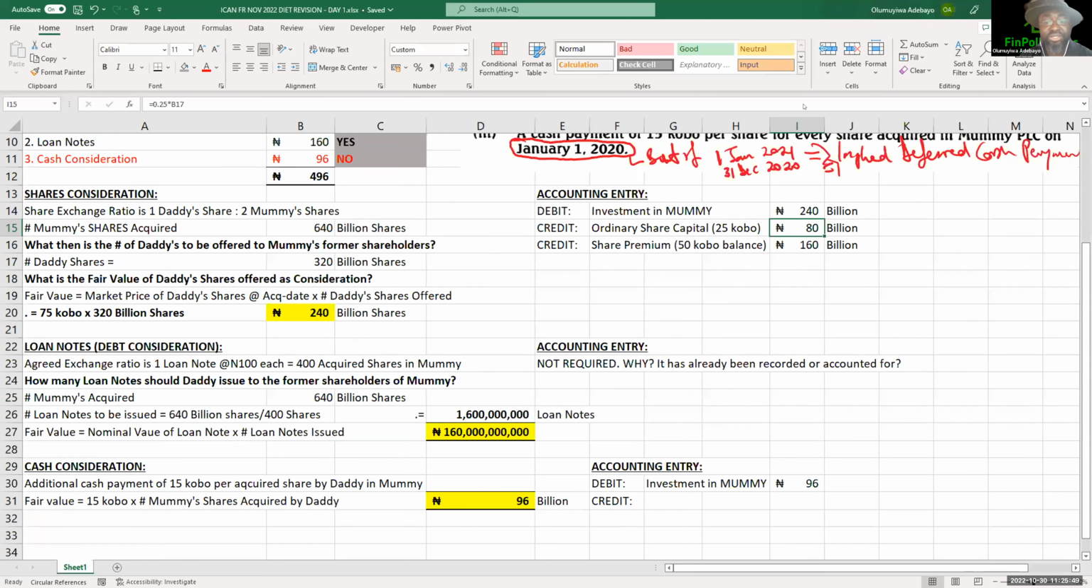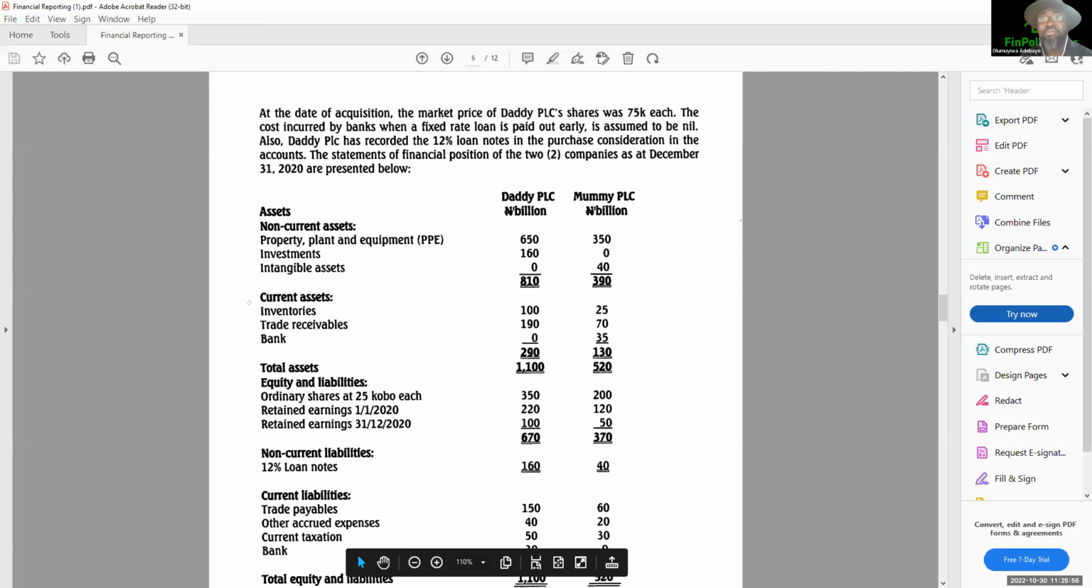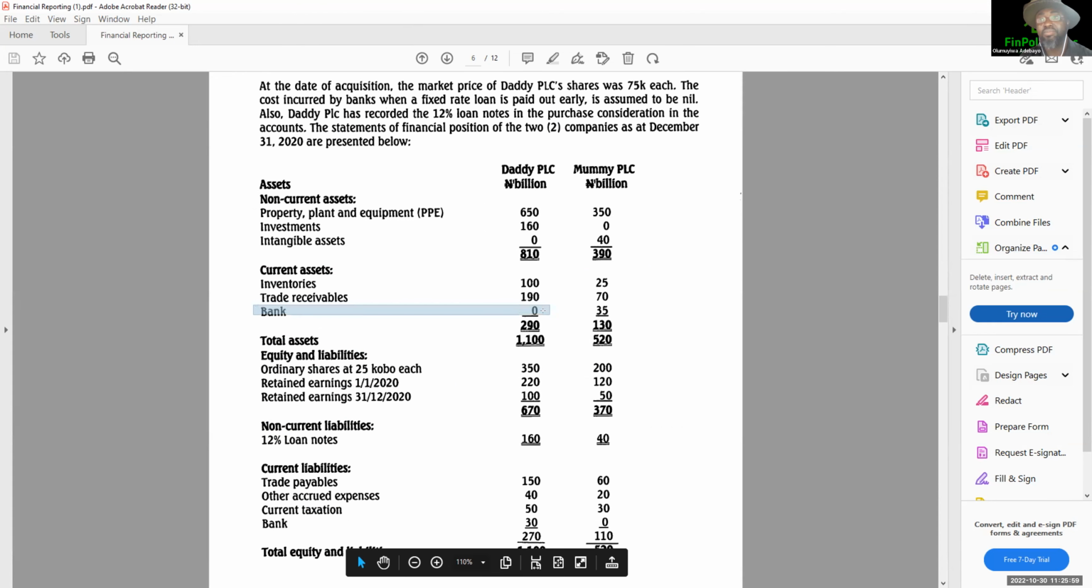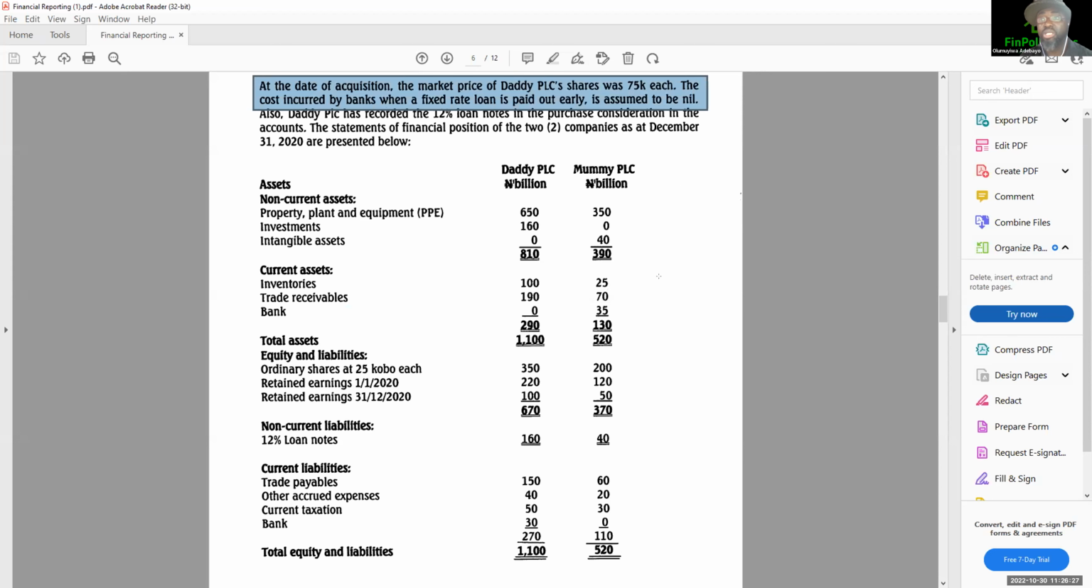But if you go back to our balance sheets, it shows something here, that our bank balance is 0, which means we collected probably overdrafts from the bank to meet up that short payment of 96. And probably that is one of the reasons why this information was made available with respect to the costs incurred by a bank with a fixed rate loan and also things like that. But what that means in this case, what I'll simply do is to credit my bank overdraft.